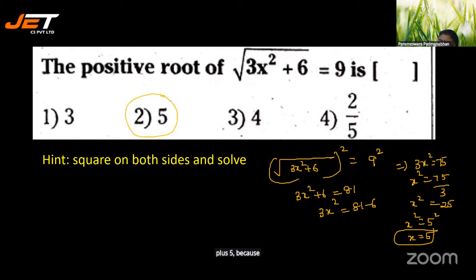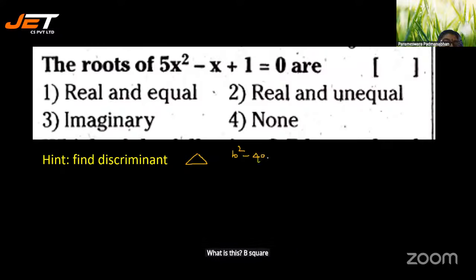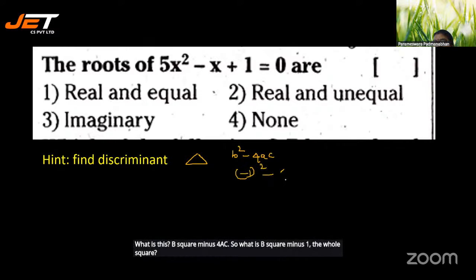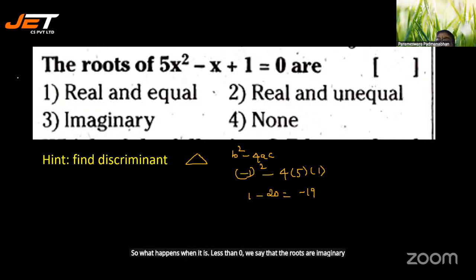The roots of 5x square minus x plus 1 is equal to 0 are. Right? So you remember we have to find out the discriminant. Discriminant means this. What is this? B square minus 4ac. So what is b square? Minus 1 the whole square minus 4 into a into c. So 1 minus 5 4s are 20. So you get minus 19. So what happens when it is less than 0? We say that the roots are imaginary and complex.